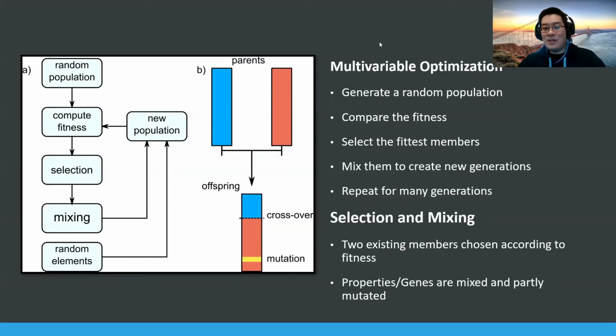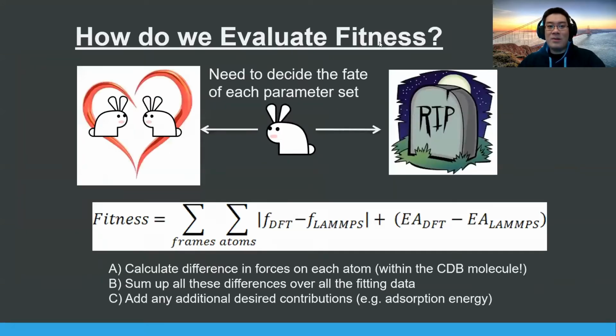You do want to select two members and mix them together, but you want to select members that are good at their job. So how do you evaluate fitness? Well, you need to decide the fate of each parameter set or each population member. So you have to come up with a scheme to tell you how good it is at doing its job.